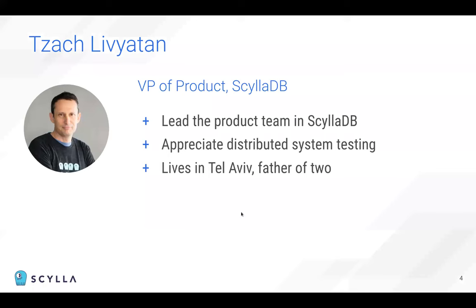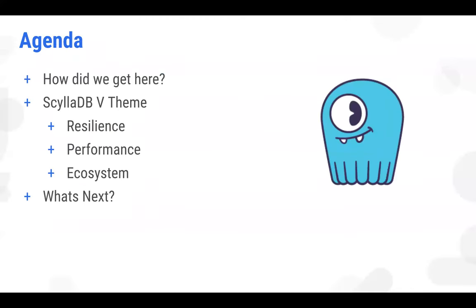So my name is Zach Livetan, I'm VP Product at ScyllaDB for quite some time now. Before that, I spent a few years in the telecom domain, a few years at Oracle, but that's not relevant for now. Today, we're going to cover a little bit about the history of what led us to 5.0 and some of the history of the features and why we developed them.